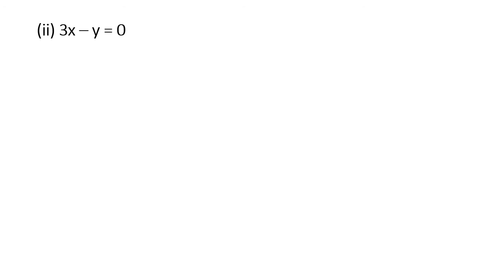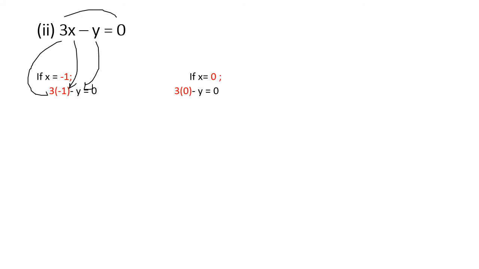Now next one is 3x minus y is equal to 0. So again I consider two values, -1 and 0. You can take any, 4, 5, 6, whatever you want. Then I substitute in place of x. Look here, in place of x, I've written -1. In place of x, I've written 0, and the remaining equation remains as it is.